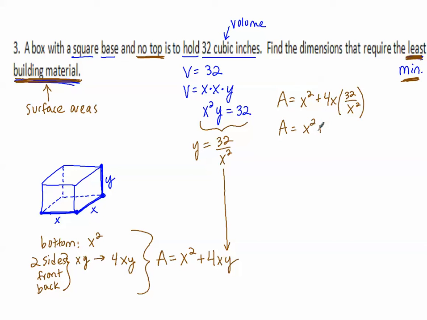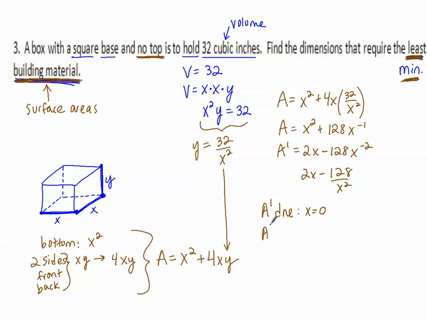x squared plus 4 times 32, 128, x over x squared, or x to the negative 1. Now do the derivative. A prime is 2x, minus, because of the negative, 128 x to the negative 2, or 128 over x squared. Now, where the derivative doesn't exist is where x is 0. So remember, for finding critical numbers, where A prime doesn't exist is where x equals 0, because the denominator is 0. Where A prime equals 0 is where 2x minus 128 over x squared equals 0.